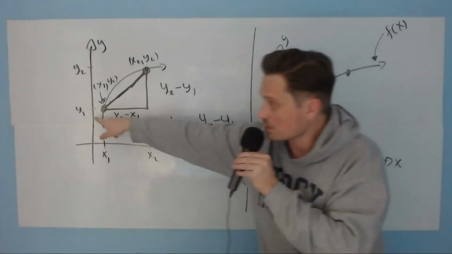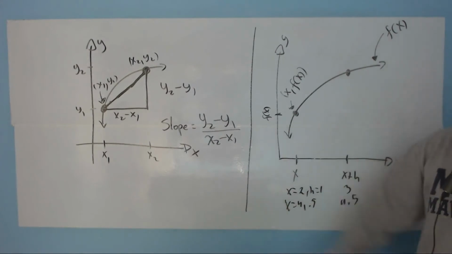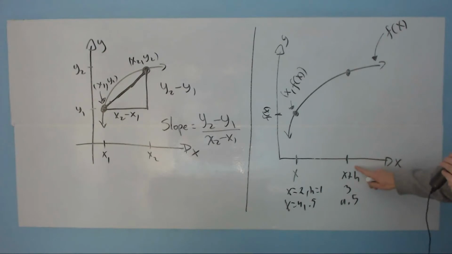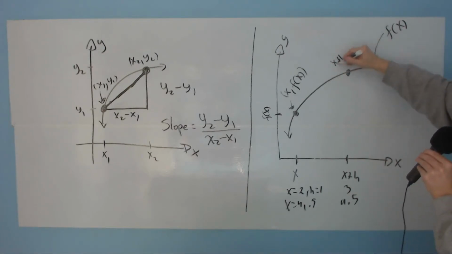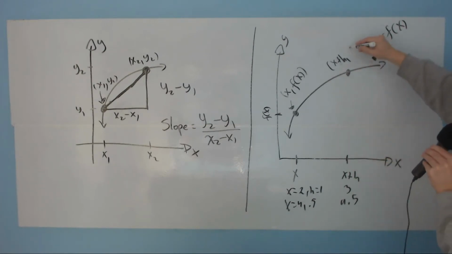It's just a fancy form of the y-coordinate. Back over here, we had y1. Here we have relabeled it f of x. Over here, the next x-coordinate is called x plus h, right here. So that's the x plus h. X plus h, that's the x-coordinate. And then when you plug that into the function, what comes out is f of x plus h.